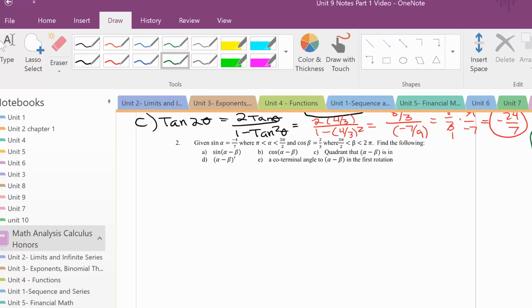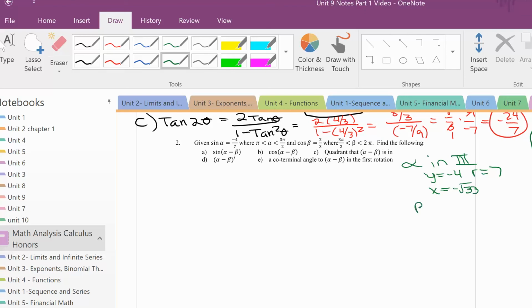Number 2, so now we're doing the sum and difference formula. Now we have two angles. We have alpha, and we know alpha is in quadrant number 3. We know this because the sine, so we know that y is negative 4. We know r is 7. So then when we do the Pythagorean theorem, we get that x is negative rad 33.